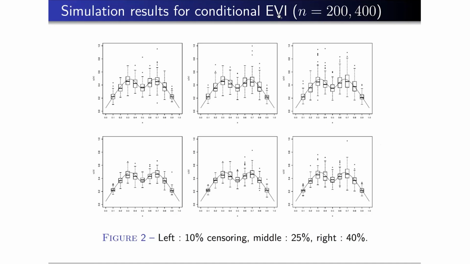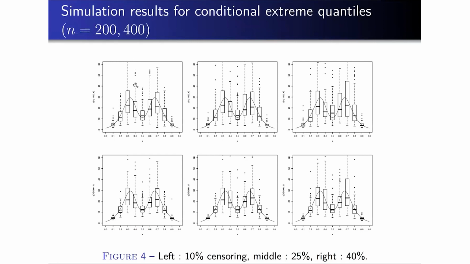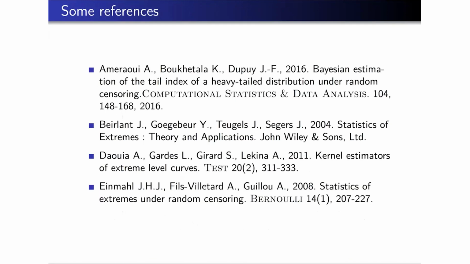And this is the simulation of the extreme value index. When we change the sample size, we have this result. And now the last step is to estimate the conditional extreme quantiles, using exactly the same methodology. This curve is the true curve. We try to estimate it using some points here and build the box plot. And we are really happy when we look at this result, depending on the proportion of censoring, 10%, 25%, and 40%.